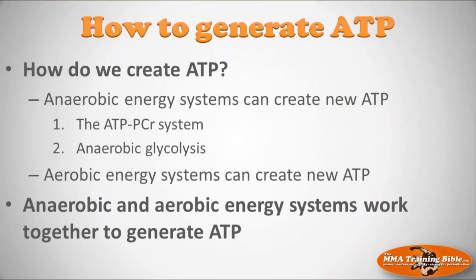So we need to find a way to regenerate ATP after it's gone back down to ADP. So how do we do that? Well, ATP is regenerated a couple different ways that we're going to talk about in this course. Two are anaerobic and one is aerobic. The two anaerobic ways that ATP is regenerated are one, the ATP-PCR system, and two, a process called anaerobic glycolysis. And then ATP can also be generated through aerobic energy systems, and we're going to talk about all these in the next couple sessions.